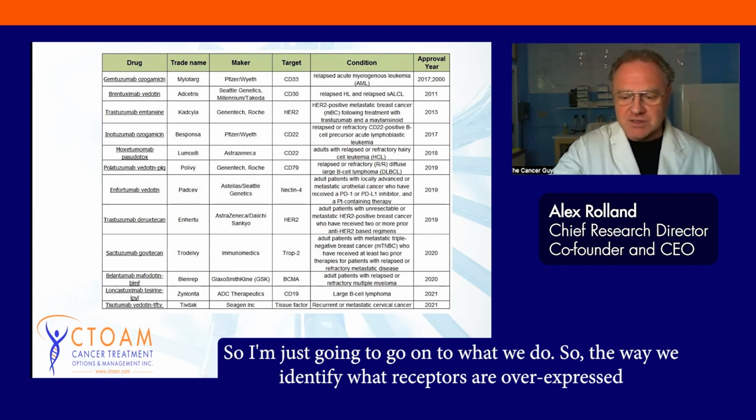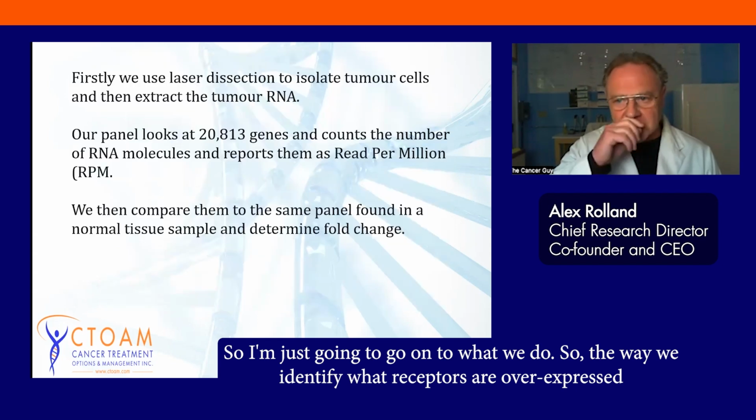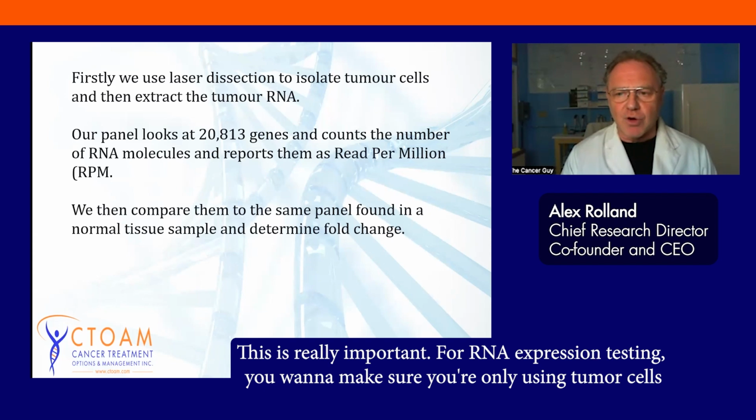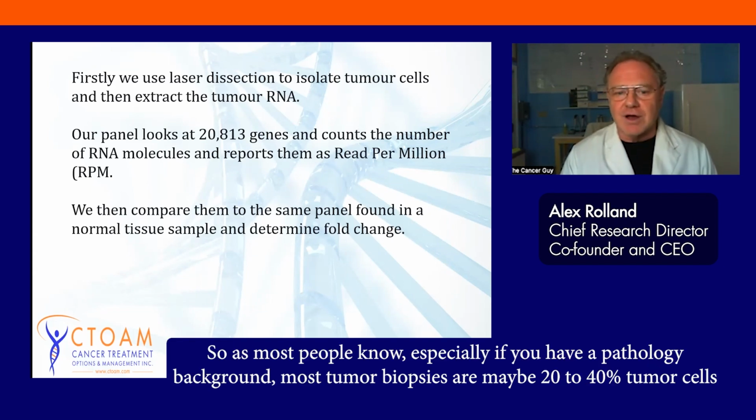So I'm just going to go on to what we do. The way we identify what receptors are overexpressed in a person's cancer, we isolate their tumor cells using a new technology called laser dissection. This is really important. For RNA expression testing, you want to make sure you're only using tumor cells. As most people know, especially if you have a pathology background, most tumor biopsies are maybe 20 to 40% tumor cells.